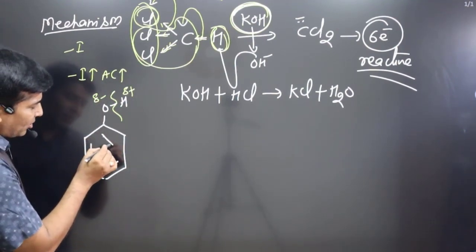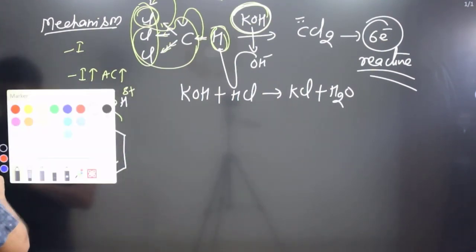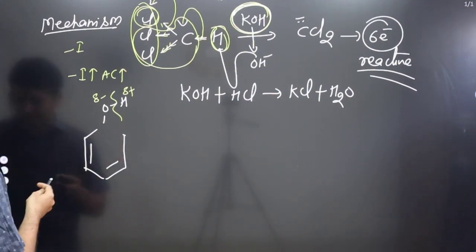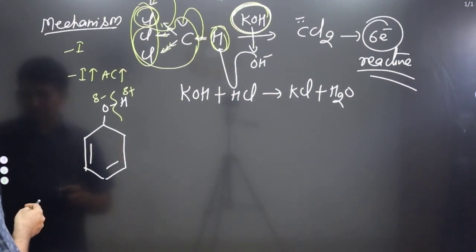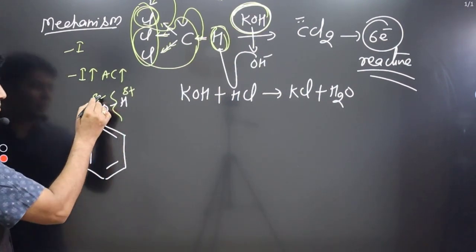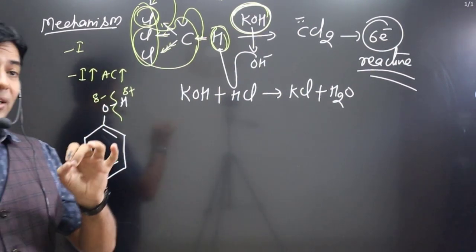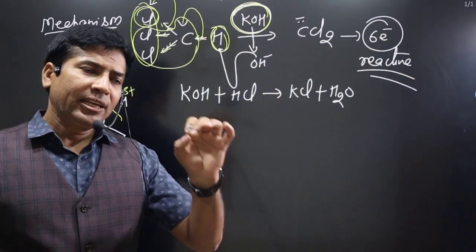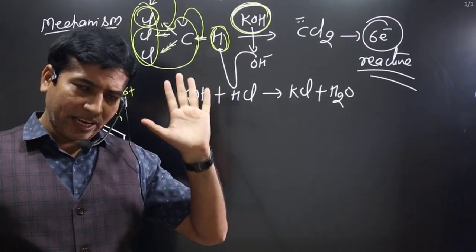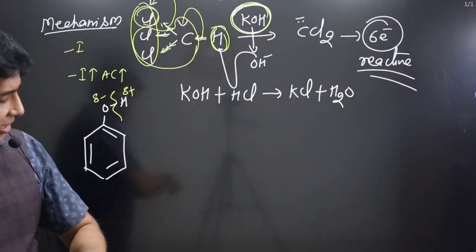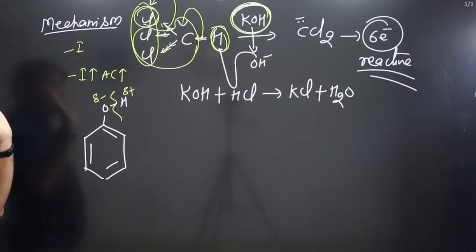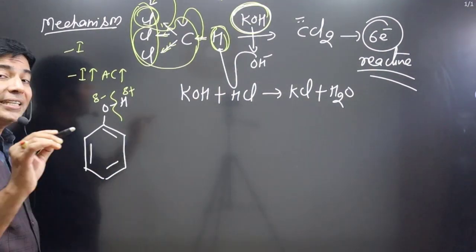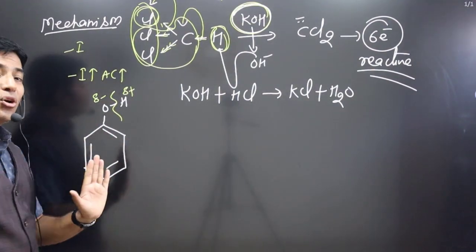You can see this double bond. Double bond, single bond, negative charge. Keep in mind: double bond, single bond, negative charge; double bond, single bond, positive charge; double bond, single bond, lone pair. These are examples of a conjugated system, and if there is a conjugated system, there will be resonance. So when resonance is there, this negative charge participates in the resonance, hence it gets stabilized. That's why this phenol is acidic in nature.